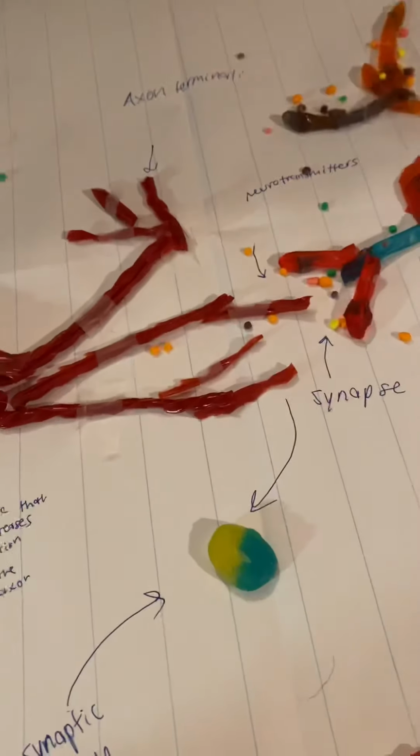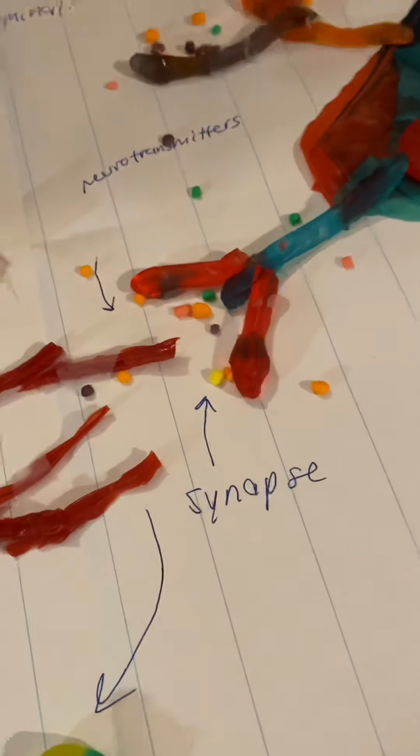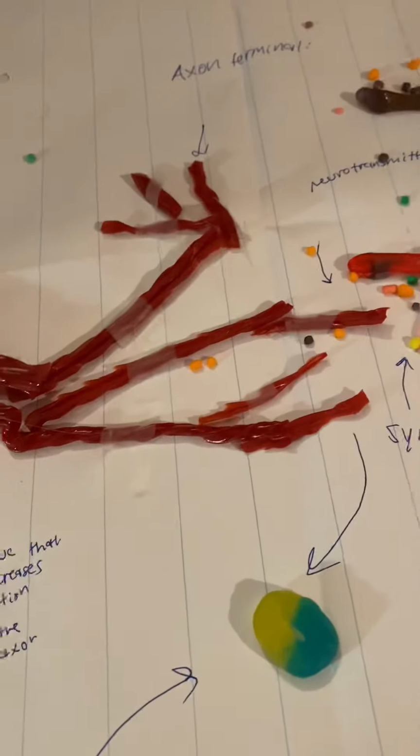Lastly, we have reuptake, and it's when neurotransmitter molecules that have gone from this neuron to the other neuron are actually reabsorbed into the presynaptic neuron that just released them.